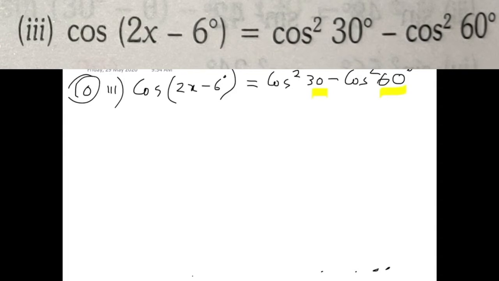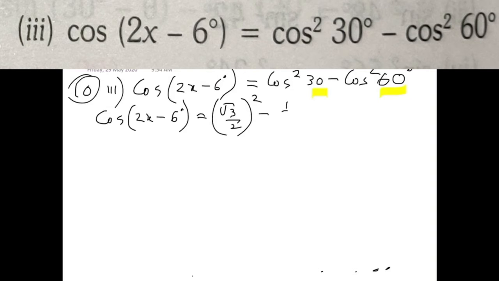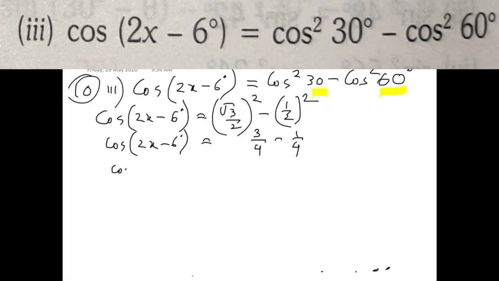Now what I'll do is, first on the right hand side, wherever standard angles are there, I'll put their values. On the left hand side it will remain as it is, cos(2x minus 6) is equal to, now cos 30 value is root 3 by 2, which I'm wholly squaring, minus cos 60 value is half, which I'm also wholly squaring. Then cos(2x minus 6) is equal to root 3 by 2 squared, which will be 3 by 4, minus 1 by 4.